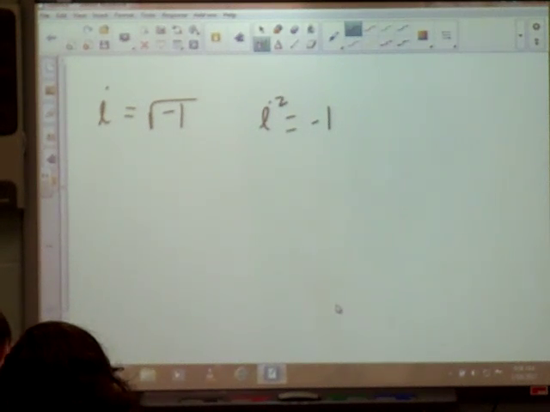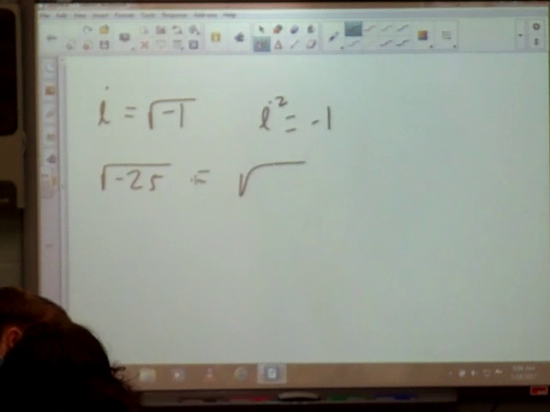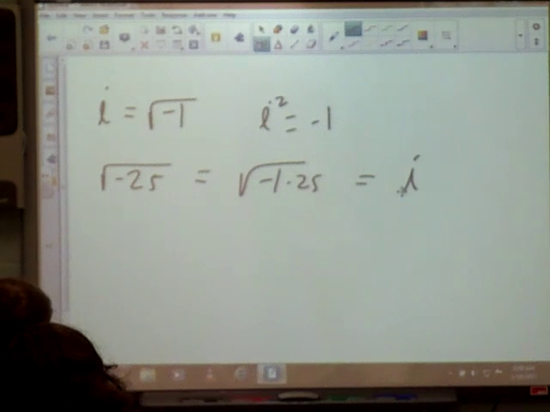This is not new for us. If I saw the square root of -25, you don't have to do what I'm fixing to do, but this is the same as the square root of -1 times 25. Then the square root of -1 is i, and the square root of 25 is 5.